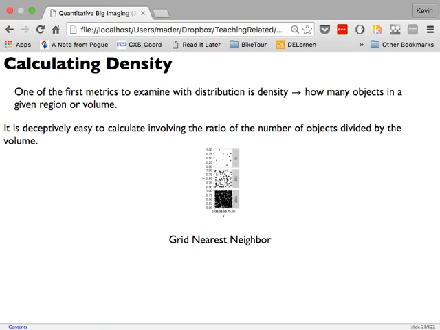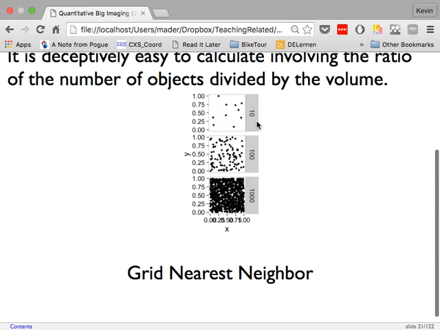Yeah, and so this was an example of the mean distribution for that. It's not very interesting in this graph. The other aspect is density. Density can be quite easy to calculate if you take the simple approach where you basically count how many objects are in a given region or volume. Here are 3 simple objects. This is 10, this is 100, this is 1,000. And so this gives you the result that you would expect. Density matches what you see visually very well.